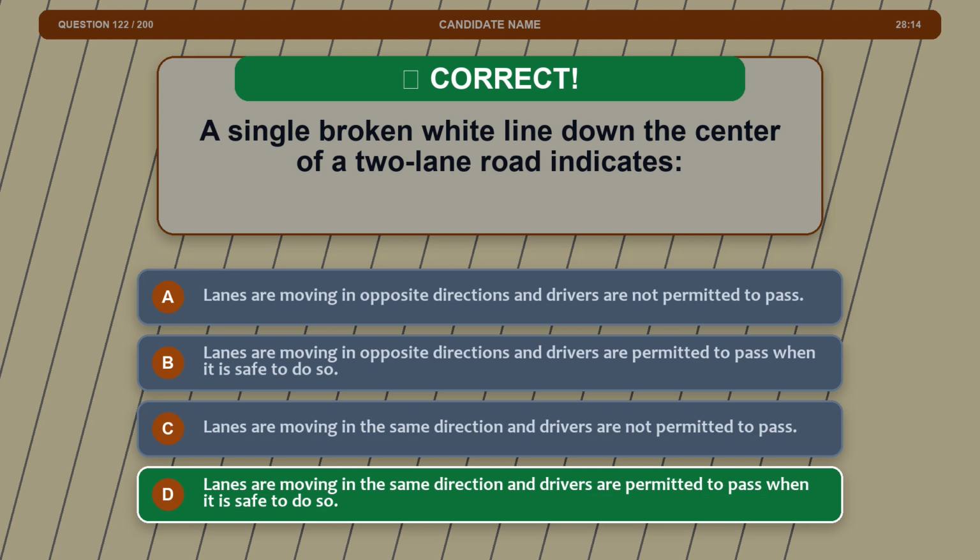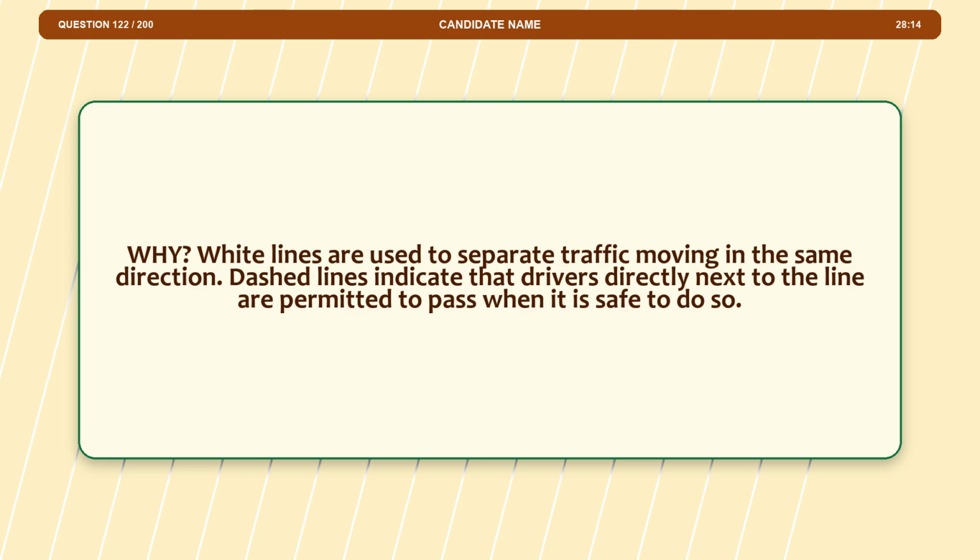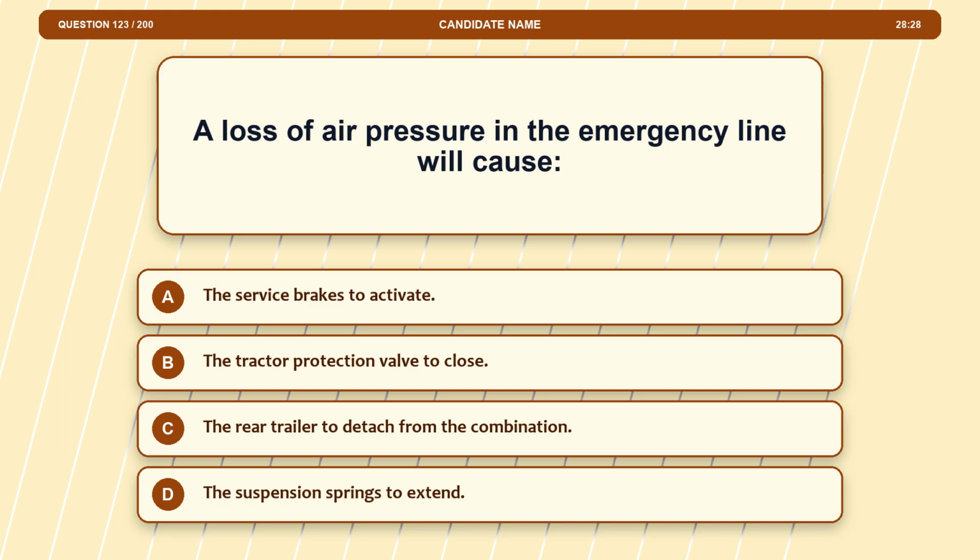The correct answer is option D. Lanes are moving in the same direction and drivers are permitted to pass when it is safe to do so. Explanation. White lines are used to separate traffic moving in the same direction. Dashed lines indicate that drivers directly next to the line are permitted to pass when it is safe to do so.